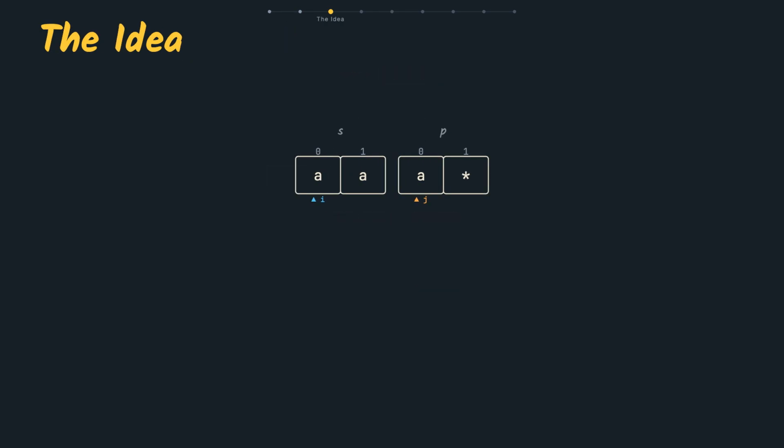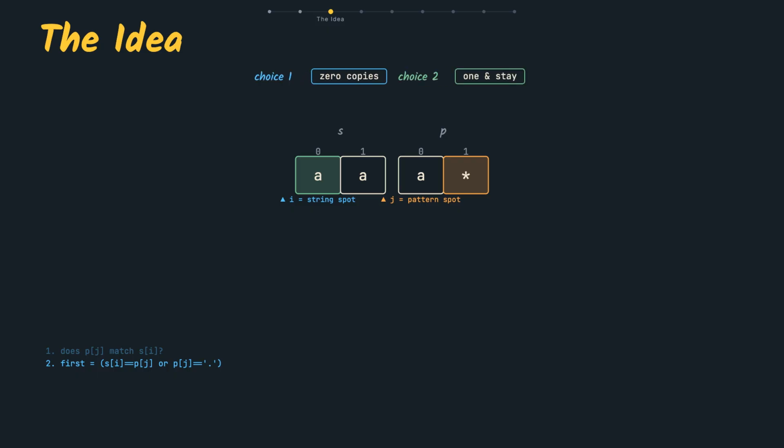At any moment, what actually describes where we are? Just 2 numbers. A spot in the string and a spot in the pattern. Nothing else matters. And here's the nice part. The answer from here only depends on the rest of the string and the rest of the pattern. The past is gone. So at each step we ask one tiny question. Does the current pattern piece match the current string character? It matches when the pattern letter equals the string letter, or when the pattern is a dot, that wildcard accepting anything. Now the hard part, the star.